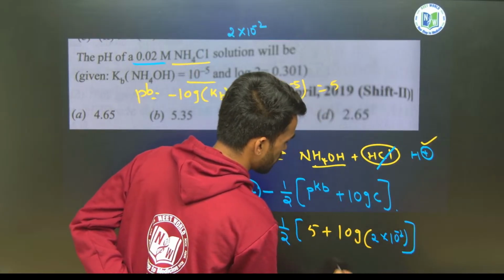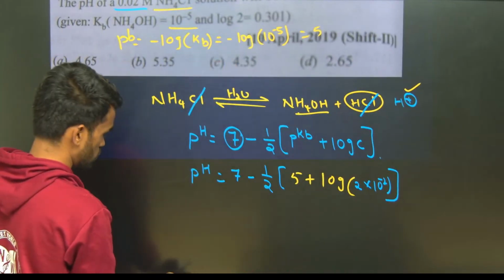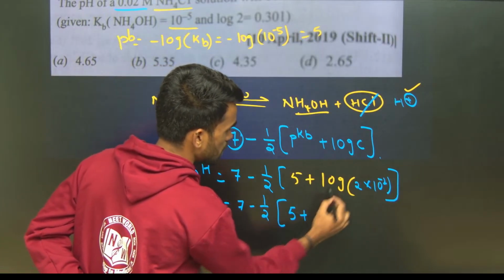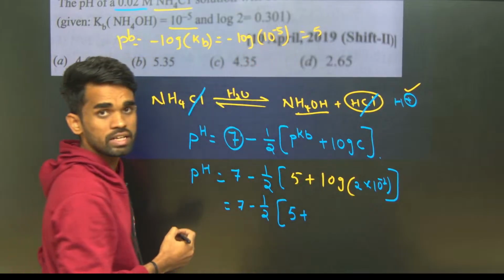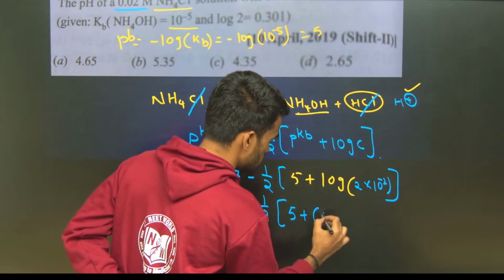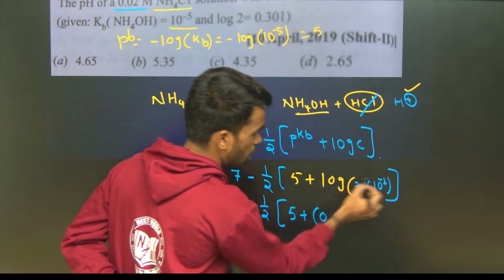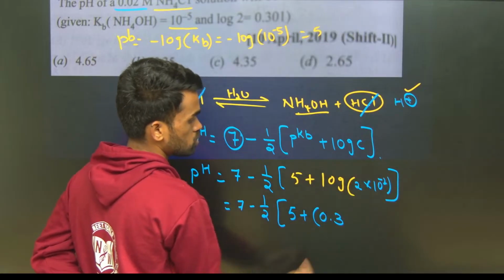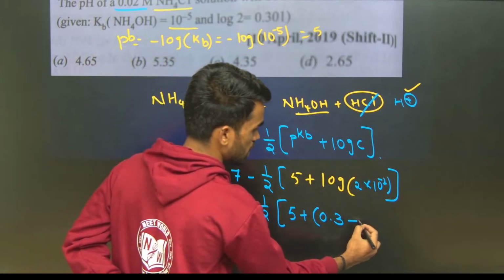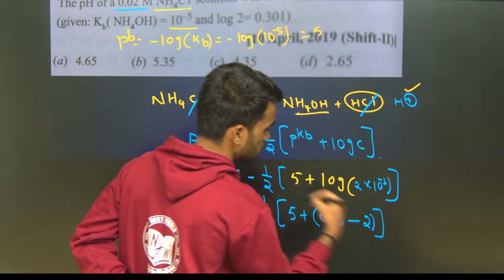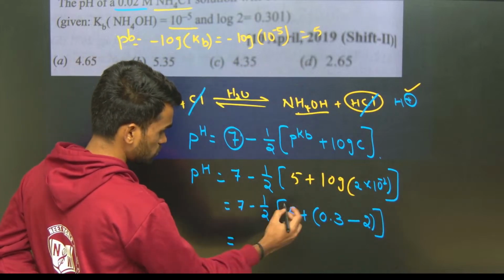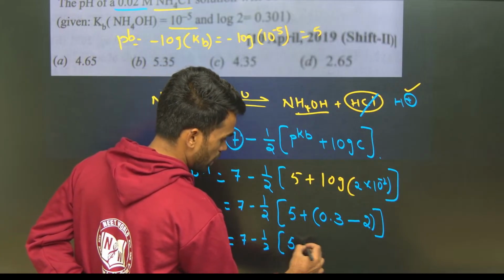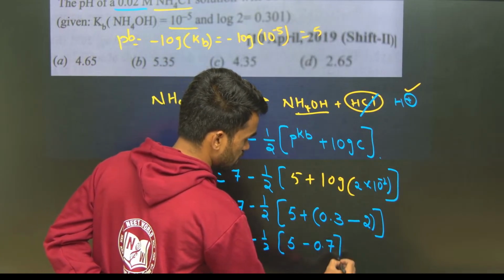So try to simplify this. See, they have given some data also here, so 7 minus half into 5 plus log 2, which will be 0.3 they are saying here. So you just use that 0.3, and log A into B we have, so log A plus log B. So that log 2 is 0.3, so minus 2 I am writing. That's it. So what is your answer here? 7 minus 1 by 2 into 5, see, minus 0.7 I can write here, right?